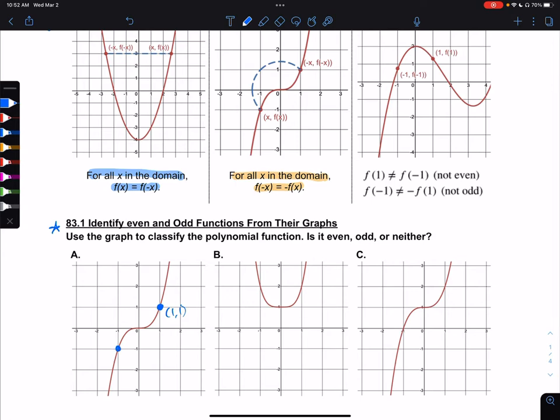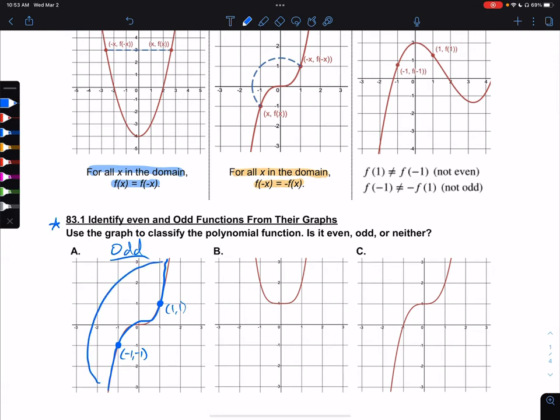But if I pick this point down here, that point is negative 1, negative 1. Notice how both my x and my y are opposites. So what that tells me is that this is going to be an odd function. So if you were to spin any of these points 180 degrees, you get the same graph. All right, don't overthink this. Check your points. If both of them are changing, then you have an odd function. And again, it's spinning about the origin, 180 degrees about the origin.